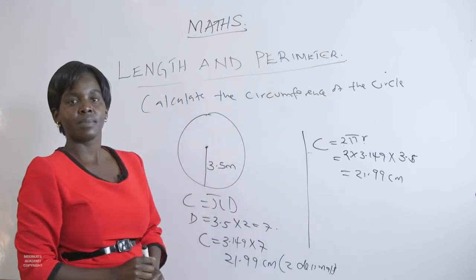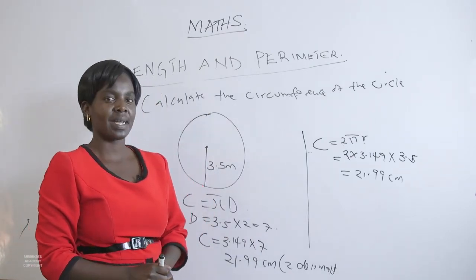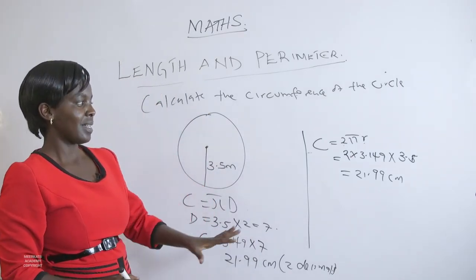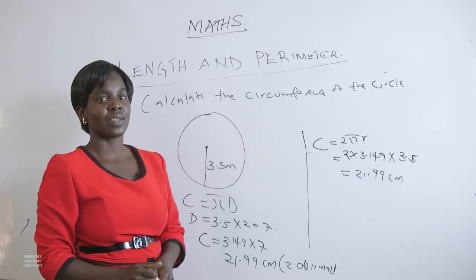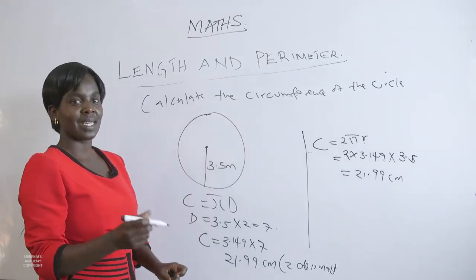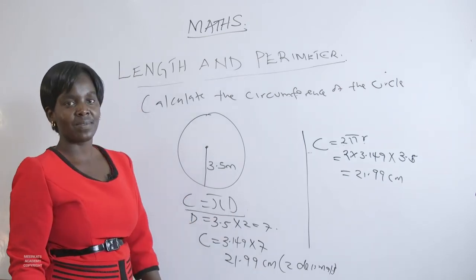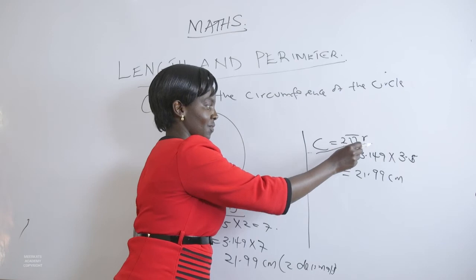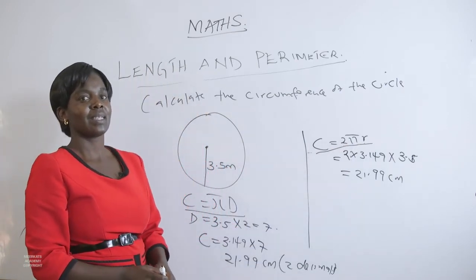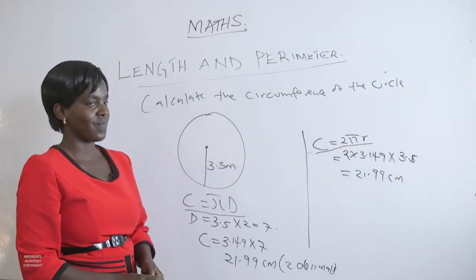It will give us the same value, 21.99 centimeters. That is the circumference of the circle. If you are given the diameter, you use this formula. If you are given the radius, you use the formula, and you will get the circumference of the circle.